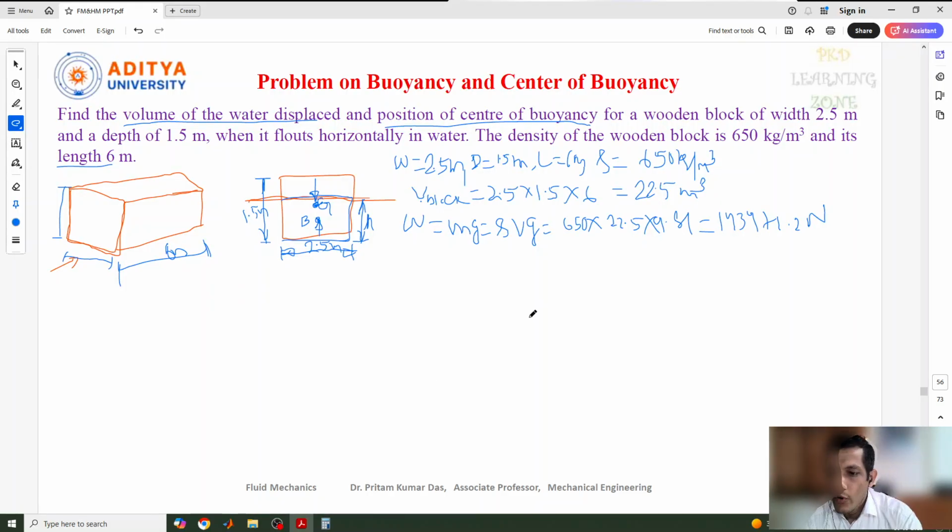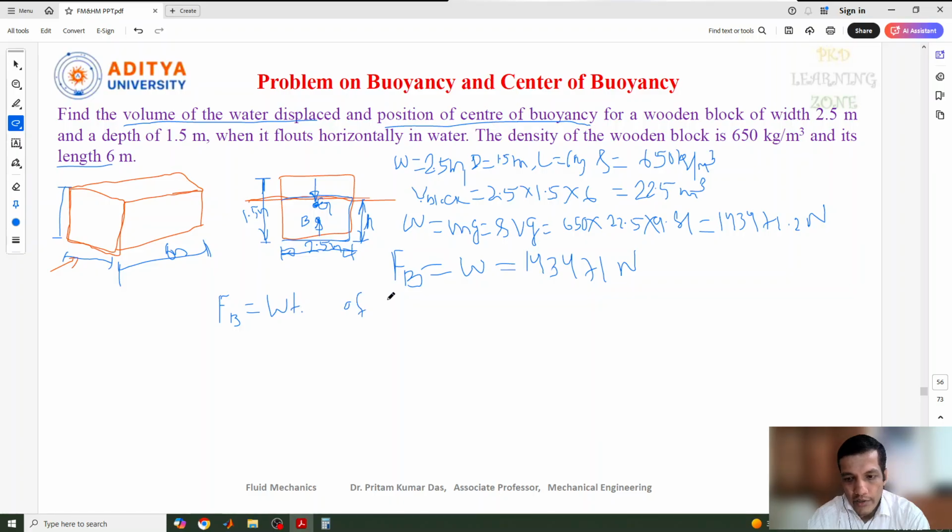So we know the body is in equilibrium, so the weight must be equal to the force of buoyancy, as I told you previously. The weight we got here, 143,471 Newton, should be equal to the force of buoyancy. But the force of buoyancy is also the weight of the liquid which is displaced. So you can also write force of buoyancy equals the weight of liquid displaced.